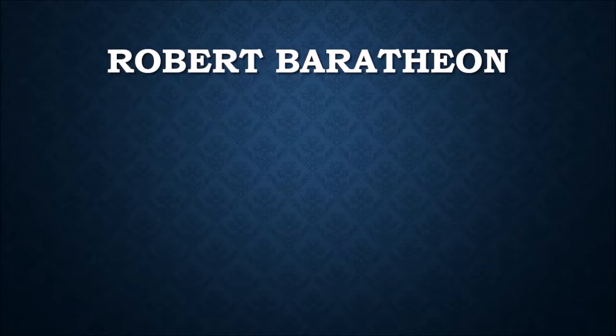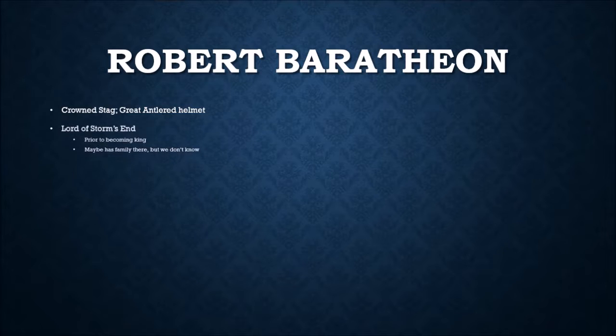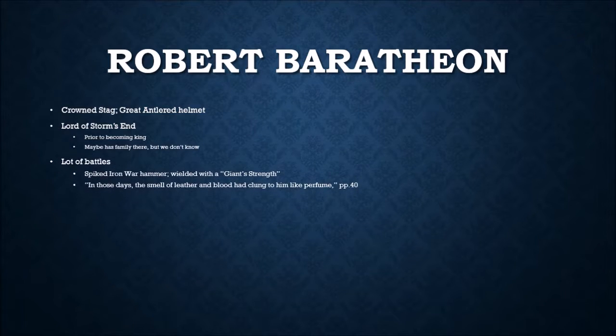So next we're going to talk about the king himself, Robert Baratheon, the king in the north. What a wonderful name. He's not the king in the north, he's king in the south, or king of the seven kingdoms. But we know that he is the crowned stag, but he has a great antlered helmet. The stag is the sigil or symbol of his house, if you will. He was the Lord of Storm's End prior to his becoming king, and presumably we're going to learn more about Storm's End. We really get more backstory about the Lannisters and the Starks than we actually do the Baratheons at this point. But yeah, we will hopefully learn more about his family in the future.